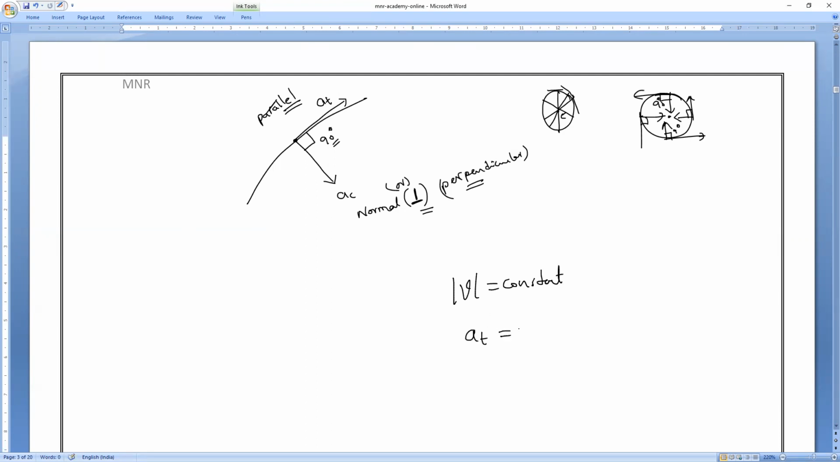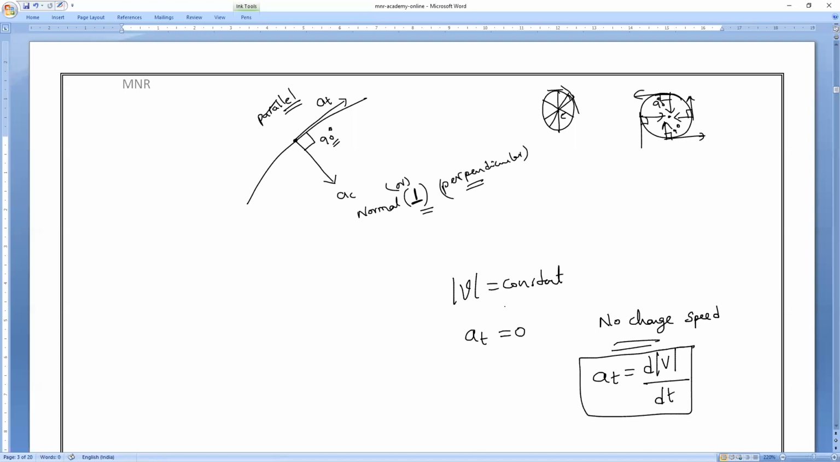So mod V equal to constant means tangential acceleration is zero, because there is no change in speed. The tangential acceleration formula is d mod V divided by dt. But some acceleration always exists: every time the body is in circular motion, centripetal acceleration exists. Both the formulas you should learn: V square by R or R omega square.